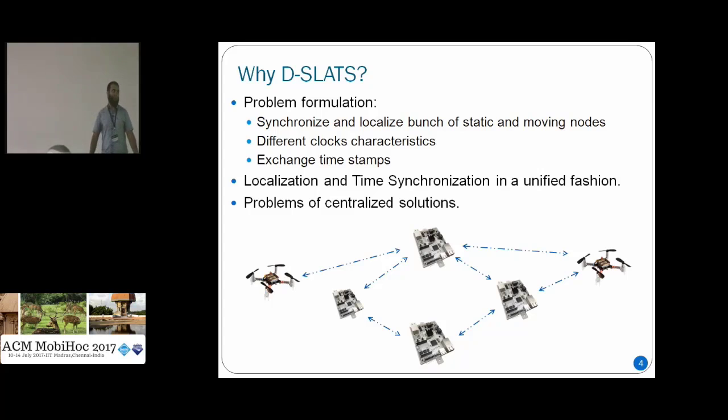So our problem can be represented as a bunch of nodes. Some of them are moving, some of them are static, and they are exchanging timestamps, and we would like to solve the localization and time synchronization problem in a unified fashion. Also, we would like to provide a distributed solution to avoid the problems of the centralized solution. The centralized solution suffers from single point failure and high overhead. So we have a bunch of static nodes and quadcopters, for example, as mobile nodes.